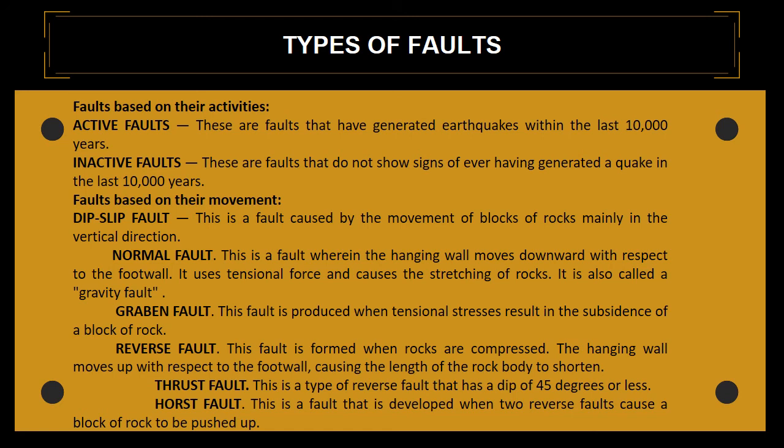So, it uses tensional force kasi nga, pababa siya. Ibig sabihin, yung rocks na nandun is mabibend and mapupull habang bumababa yung hanging wall. So, tensional force. Then next, we have the graben fault. This fault is produced when tensional stresses result in the subsidence of a block of rock.